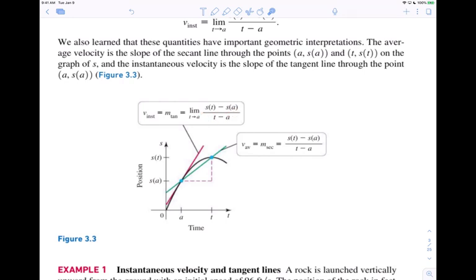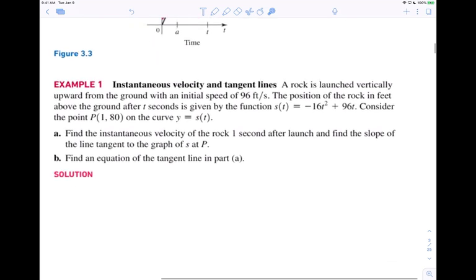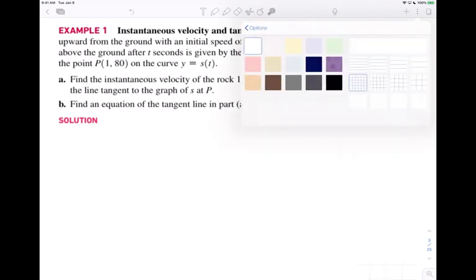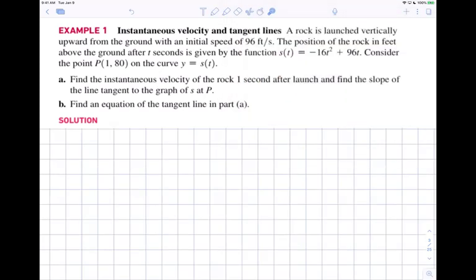Okay, so we have this example. Let's give this a go. Let me start with my paper. That looks good. That's what I want. So in this example, we have instantaneous velocity and tangent lines.